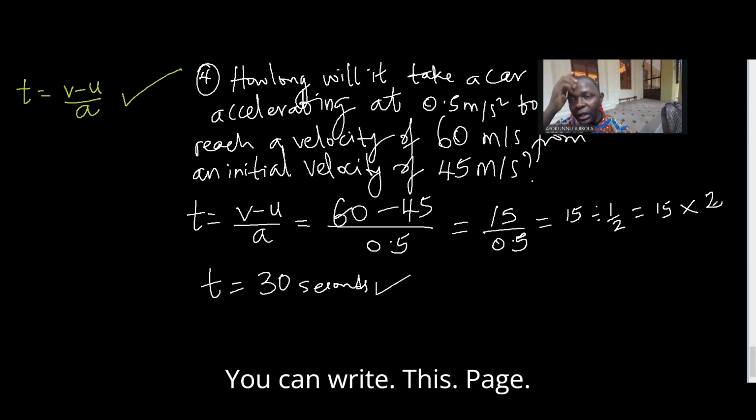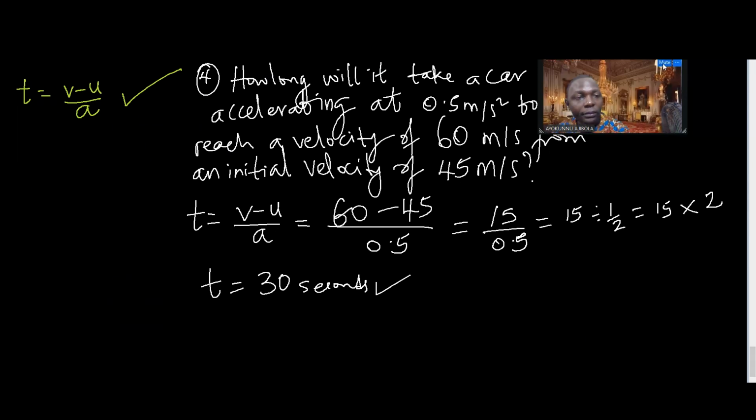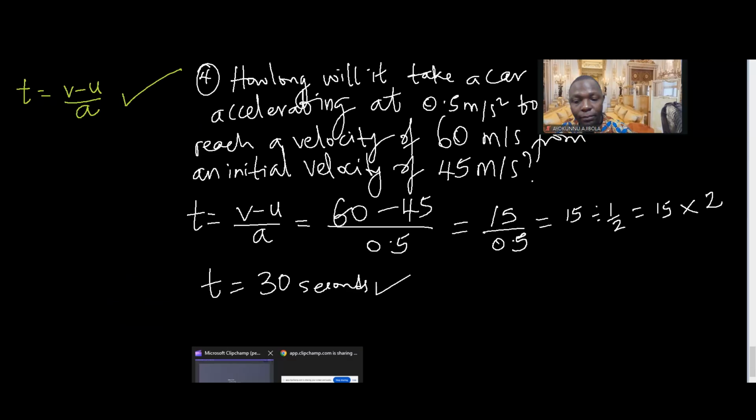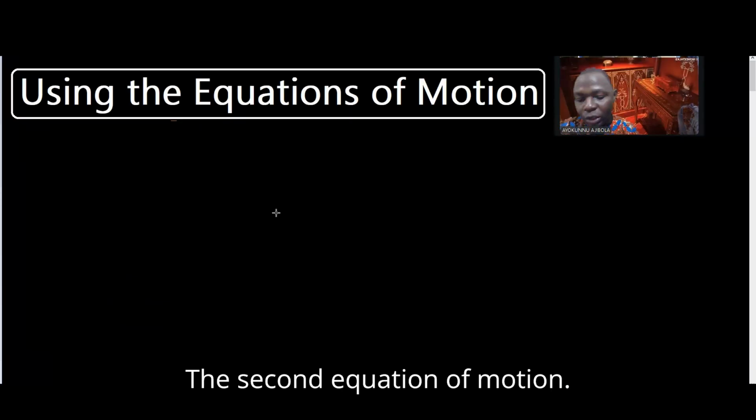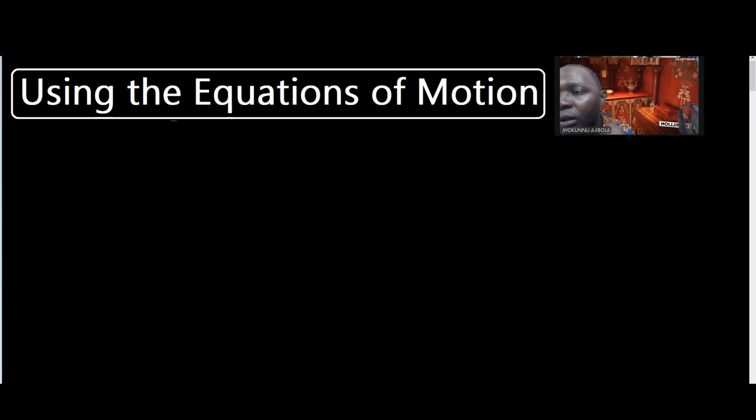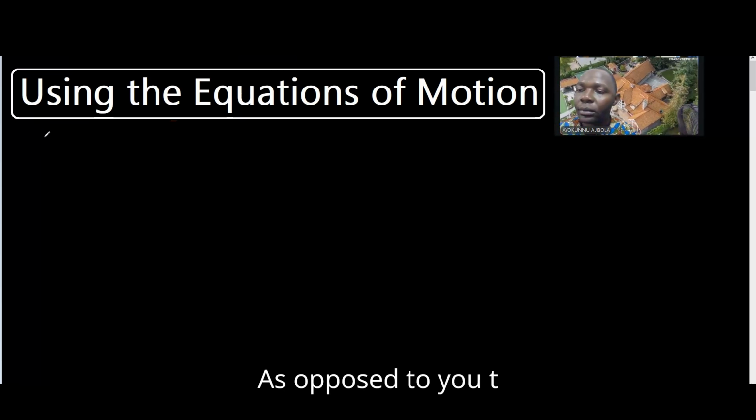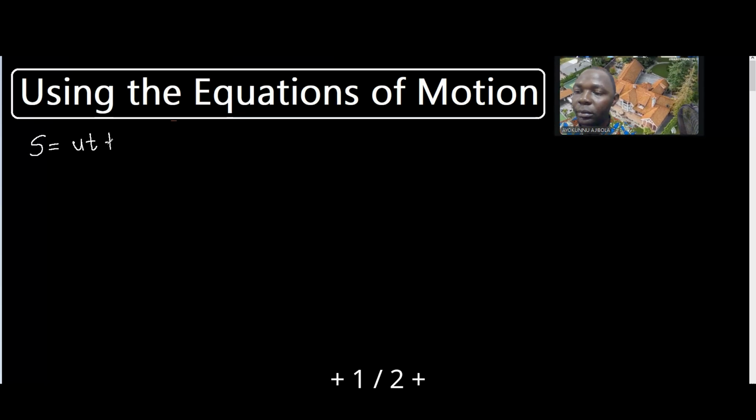Now you can write the last page. The second equation of motion is what? S equals UT plus 1 over 2 AT square.